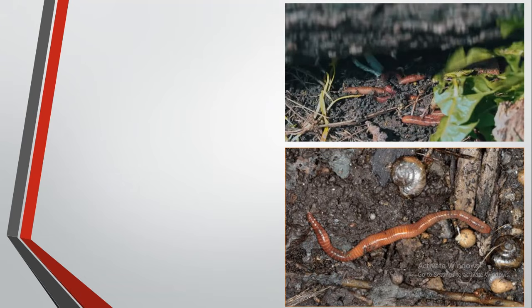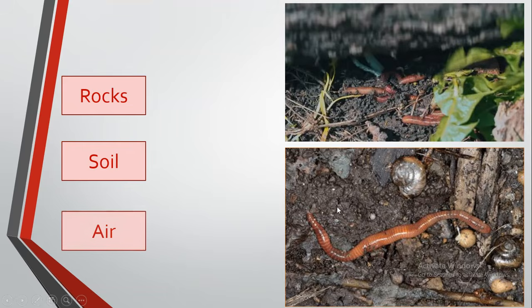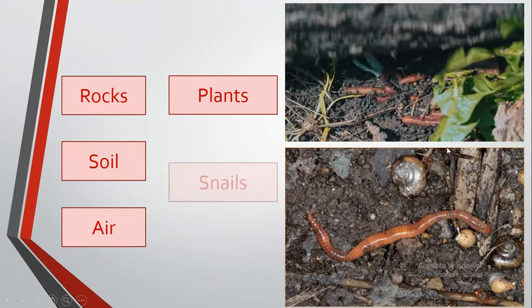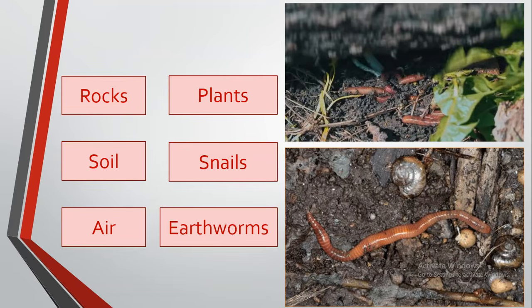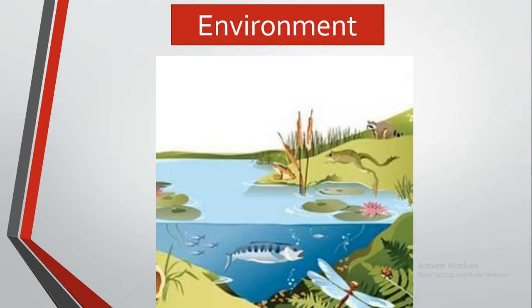Now look at these two pictures. Look at them carefully and name what you see in these two pictures. Take a minute. Rocks, soil, air, you can't see air but it's there, plants, snails, these are snails, and these are earthworms. So, environment includes all living and non-living things. And there are many different environments.